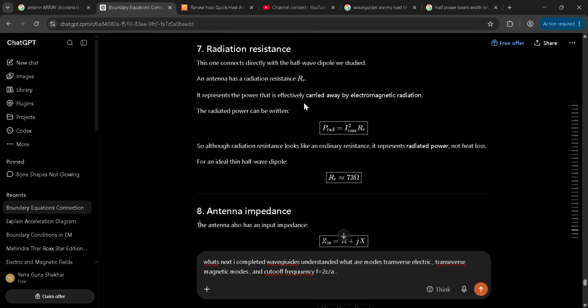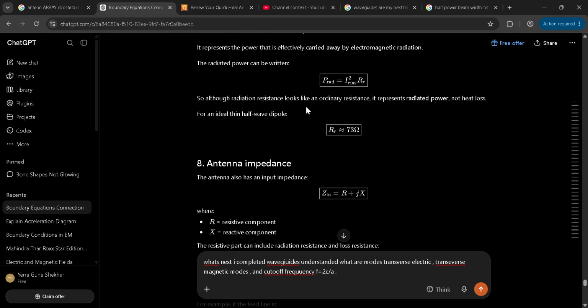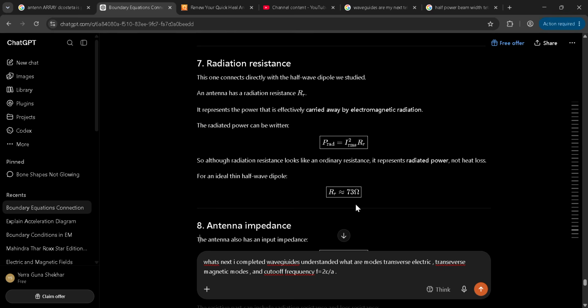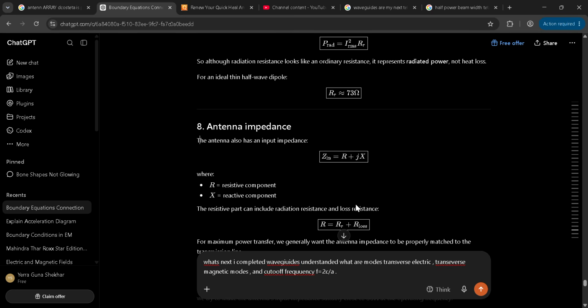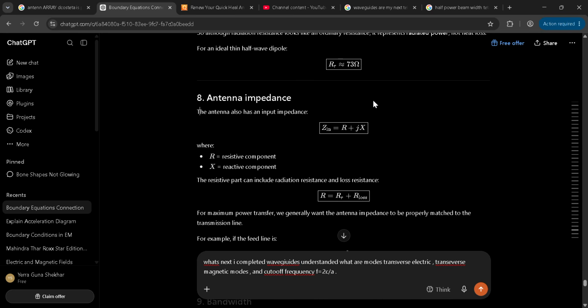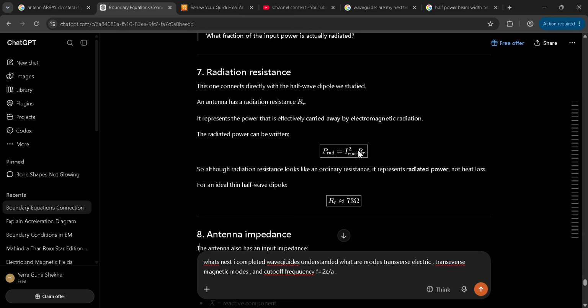An antenna has a radiation resistance R_R. It represents the power that is effectively carried away by electromagnetic radiation. The radiated power can be written as I squared RMS times R_R. So although radiation resistance looks like an ordinary resistance, it represents the radiated power, not heat loss. For an ideal thin half-wave dipole, R_R equals 73 ohms. This is radiation resistance.